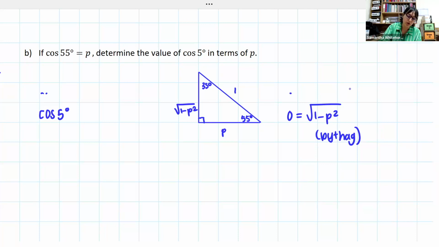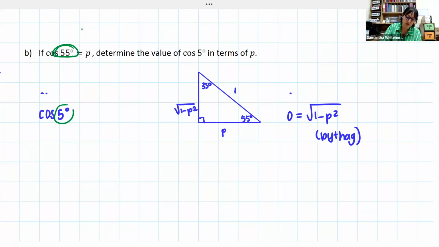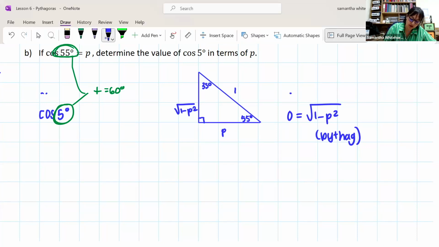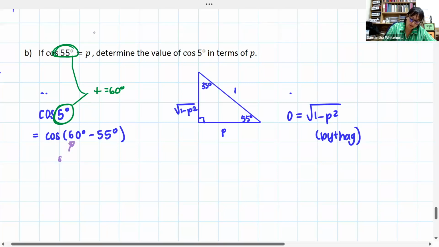But go back to what you have. You have got 55 degrees and you are wanting 5 degrees. If you think of the relationship between two of them, if you add them together, you get 60 degrees. That is a special angle. So what we can do is use that relationship to say, well, okay, I could write 5 degrees as cos of 60 minus 55. The 60 is a special angle, so it doesn't matter that it's not in the triangle. I can work with the special angle.